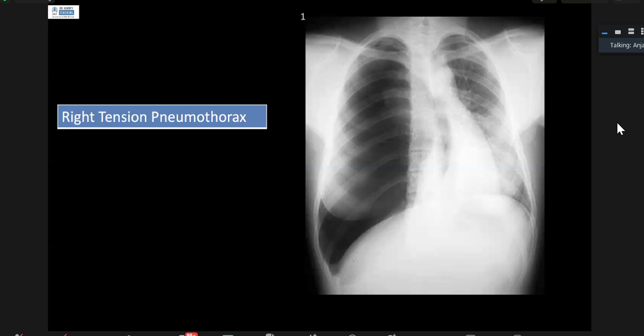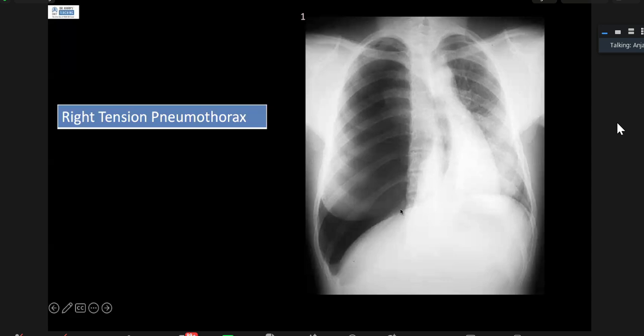Okay. So we have a few examples of pneumothorax here. So this is a right-sided tension pneumothorax. You can see the entire right hemithorax. You don't see any lung markings here, usually the branching linear blood vessels you should be seeing. So this entire thing is pneumothorax.